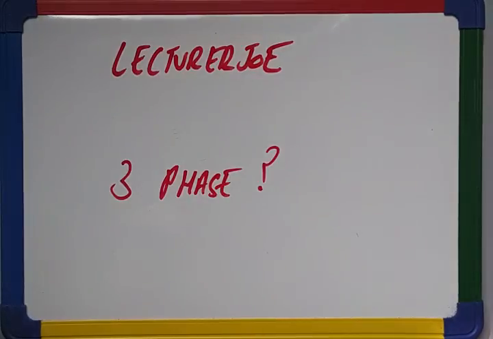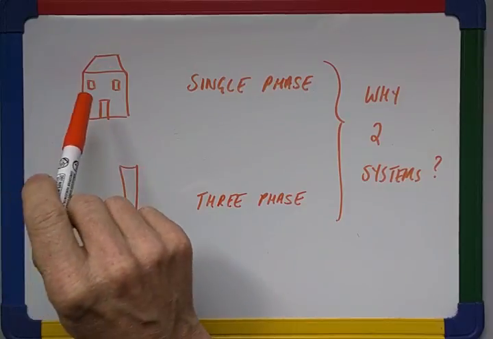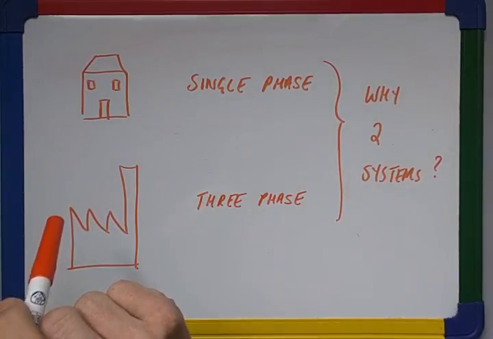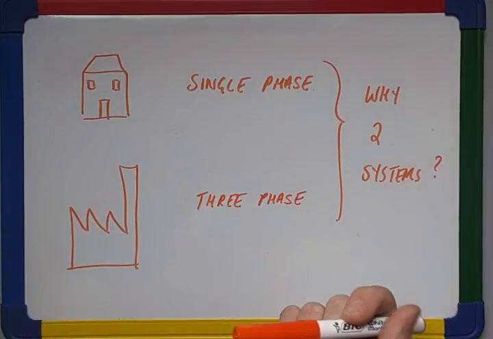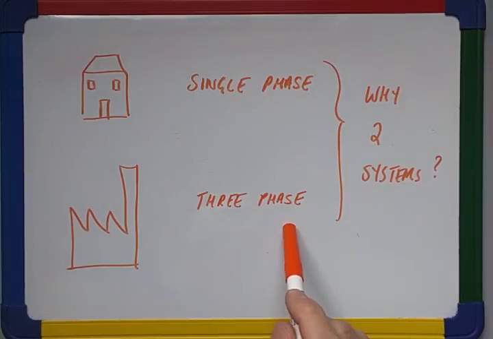Hello again folks, today we're going to look at three-phase and ask the question, what is it? So at home, the electrical supply that's provided into your house is a single phase supply. The electrical supply, however, that's provided to larger buildings, schools, offices, factories, is a three-phase supply. So an obvious question is, why these two systems?